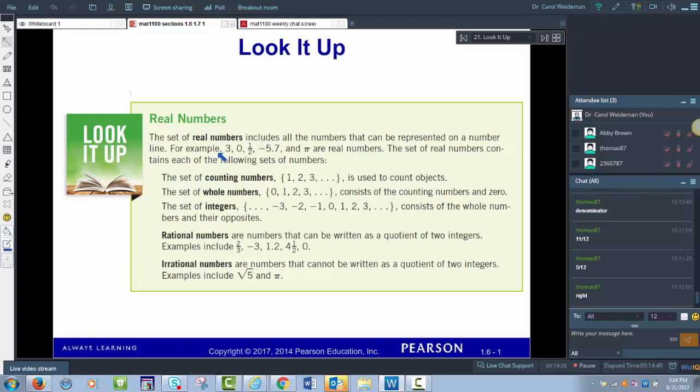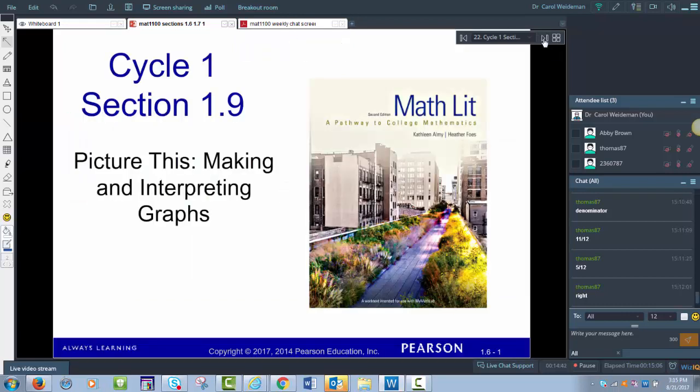There are imaginary numbers, which are not numbers that can be shown on a number line. We're not going to cover those in this book, but there is another whole group of numbers called imaginary or complex numbers. But we're focused on real numbers in this course.